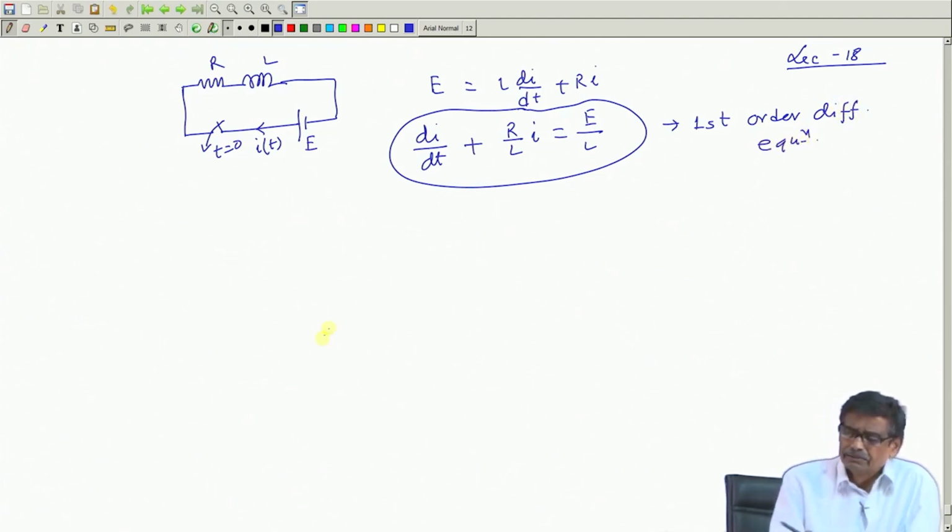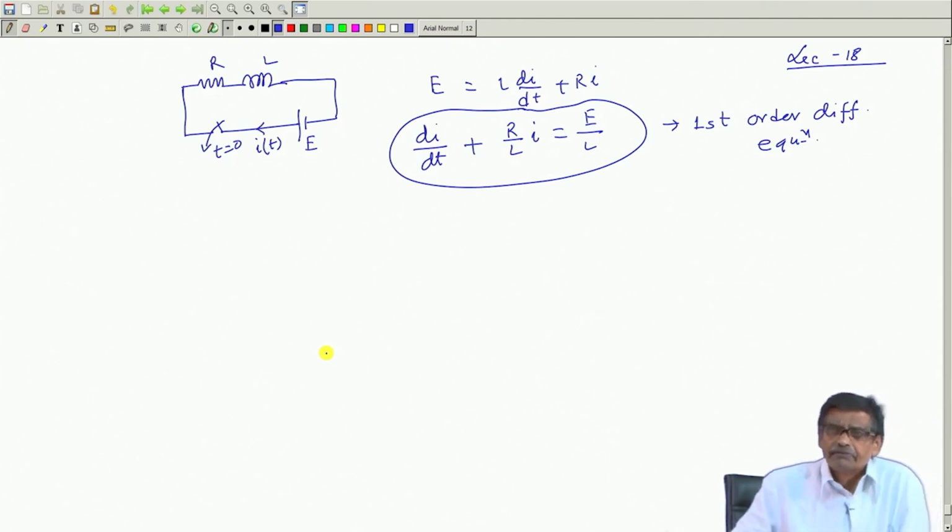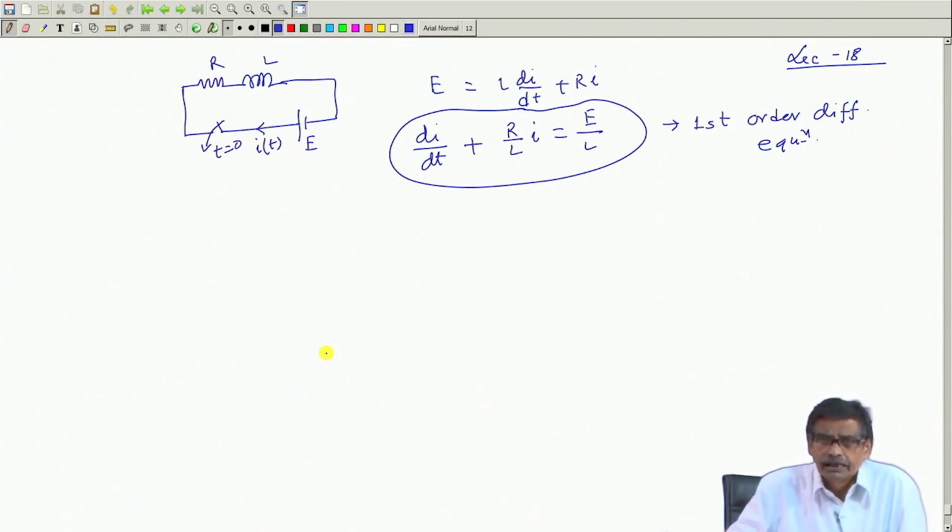Then I multiplied with the integrating factor, integrated, and got the value of i in my previous lecture, similarly with the capacitive circuit. Now, I will digress a bit from the circuit and try to tell you today that essentially, in a circuit where currents are functions of time and energy storing elements are present, it is bound to give rise to linear differential equations.